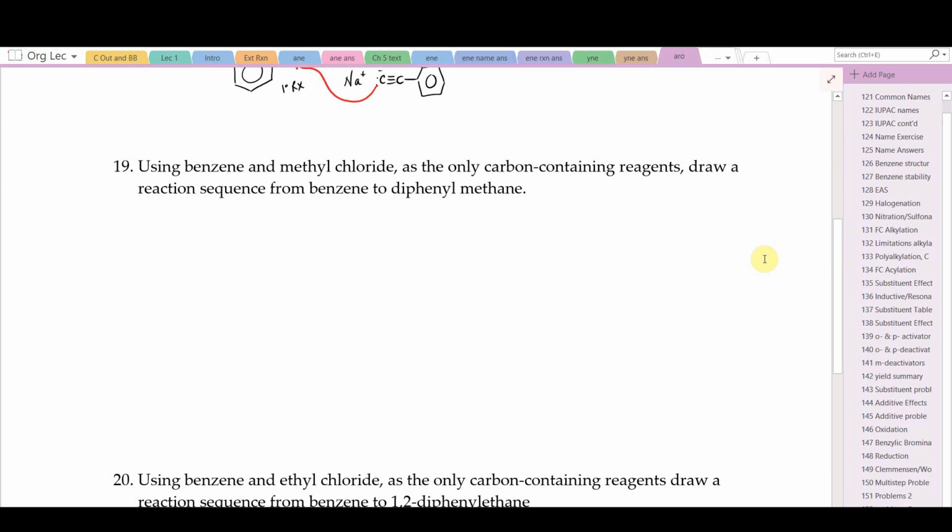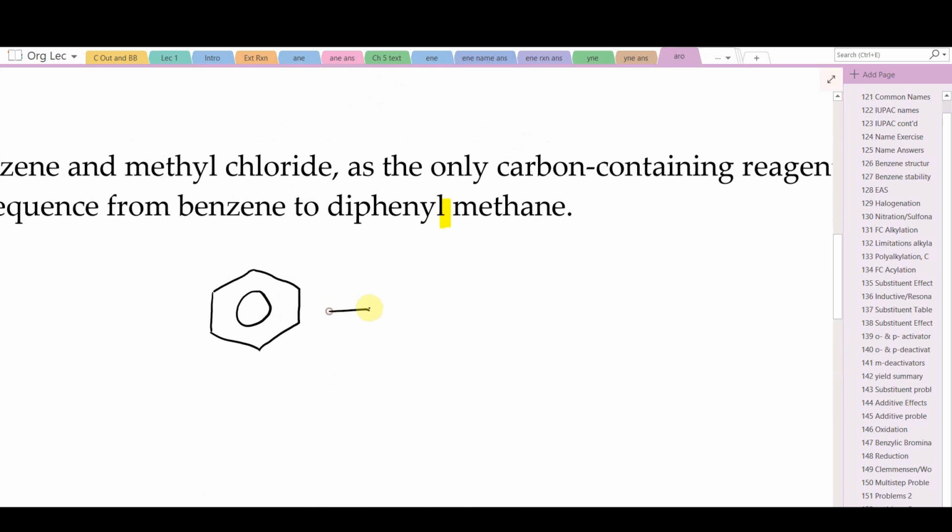So problem 19 says using benzene and methyl chloride as the only carbon-containing reagents, draw a reaction sequence from benzene to diphenylmethane, and there should be no space there. That's one word. Let's draw the starting material and the product and see what we have to do. Well, benzene going to diphenylmethane. Well, methane is just one carbon. It's disubstituted with two phenyl groups.